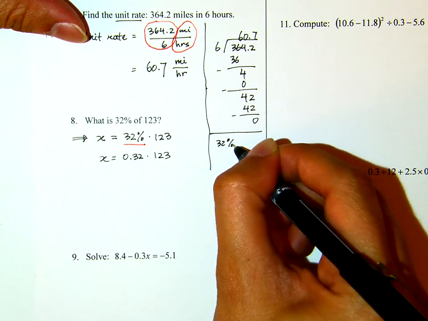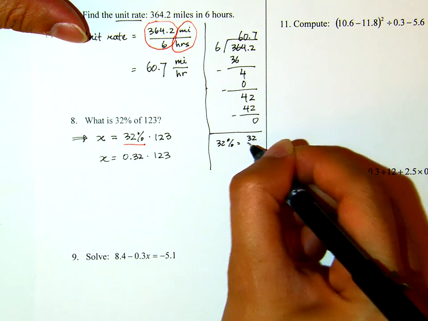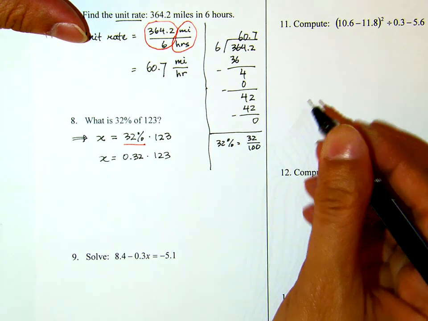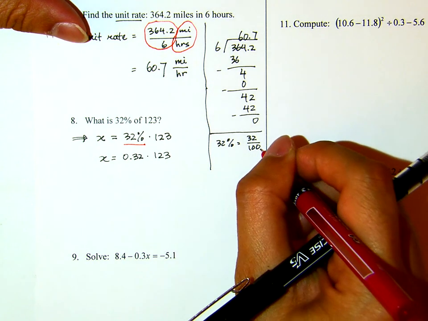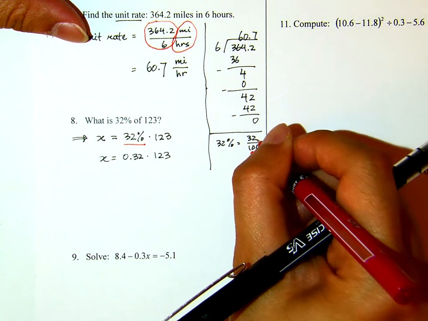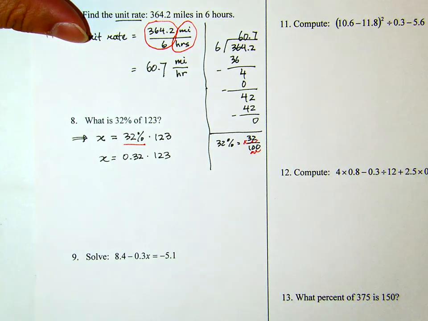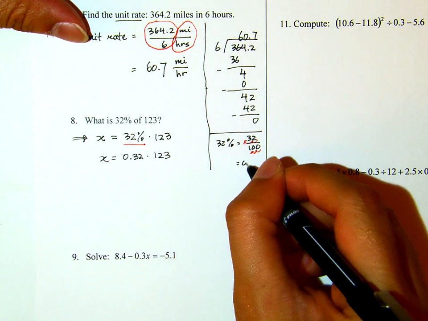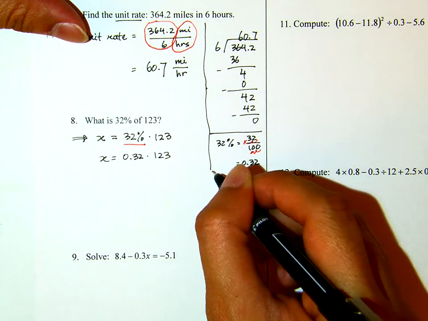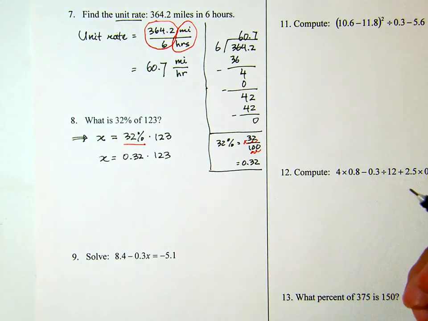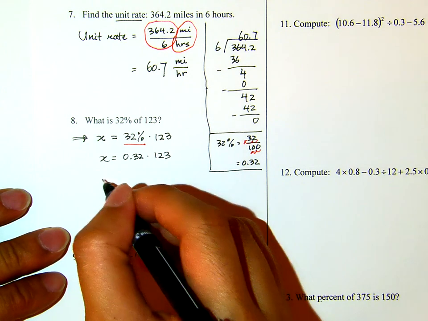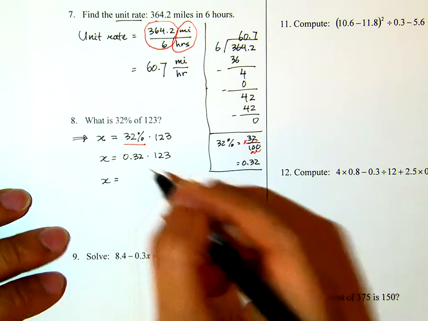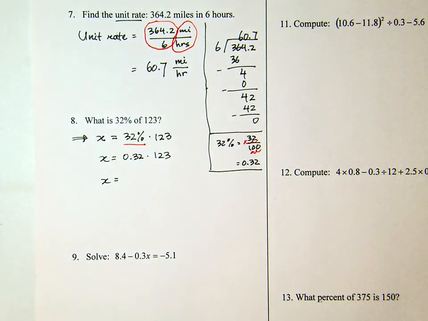In case you forget how to convert that to decimal, let me show you on the side. 32% equals 32 over 100, by definition. And then you move the decimal point twice to the left to make the denominator become 1, and likewise on the top you move it twice to the left. That's how you get 0.32. But this one I think is quite easy, that you don't really need to show me. The next one, to get my x, I need to multiply 0.32 times 123.